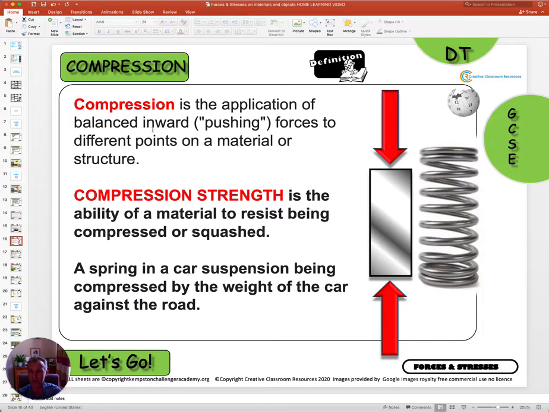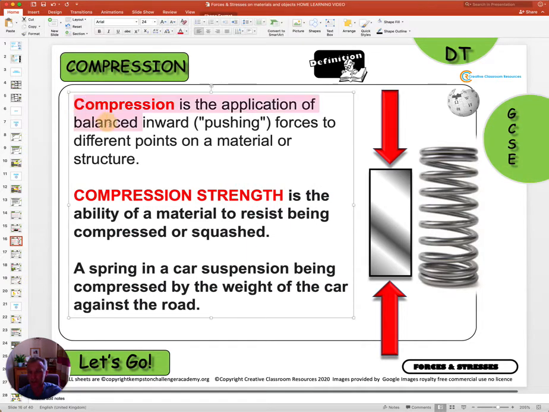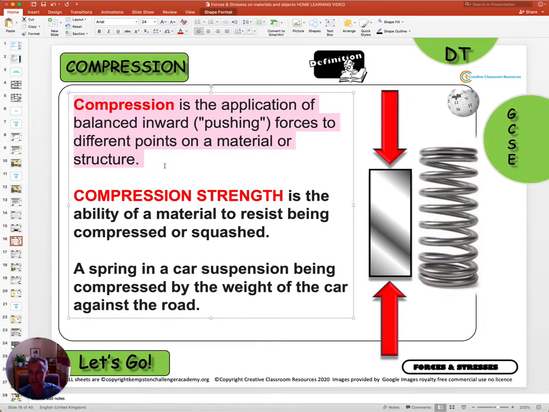Okay. Right, compression, very easy to understand. Compression is the application of balanced inward pushing forces to different points of material. So again, a spring is a great example. When you're pushing the force down, the compression strength is the ability of the material to resist that pushing. If you think about a car spring under the suspension, obviously that's trying to resist some kind of force, whether it be the road or the load that's in the car.